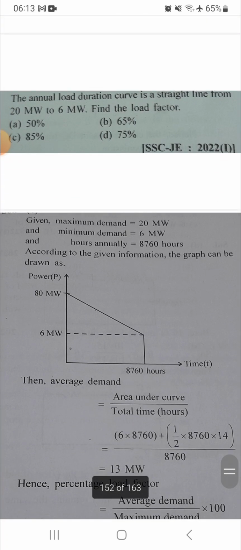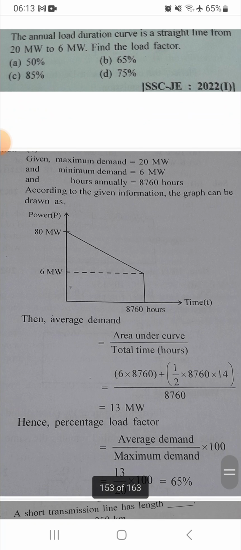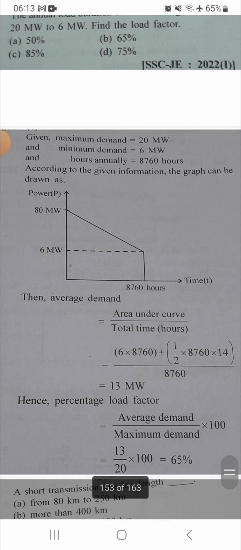The annual load duration curve is a straight line from 20 megawatt to 6 megawatt. Find the load factor. Here the calculation: maximum demand, minimum demand, hours annually 8760, that is 24 into 365. According to the given equation, the average demand, area under curve divided by the total hours, is 13 megawatt, and the percentage load factor is 65%.